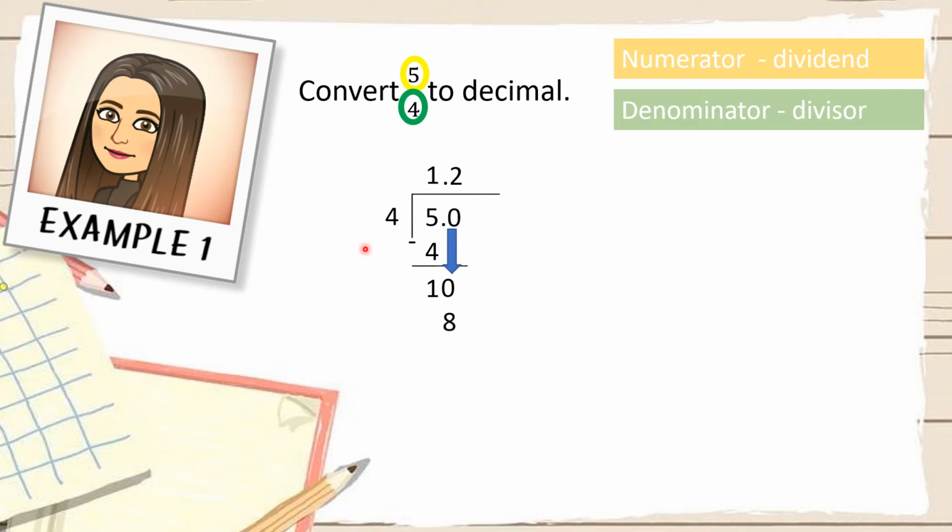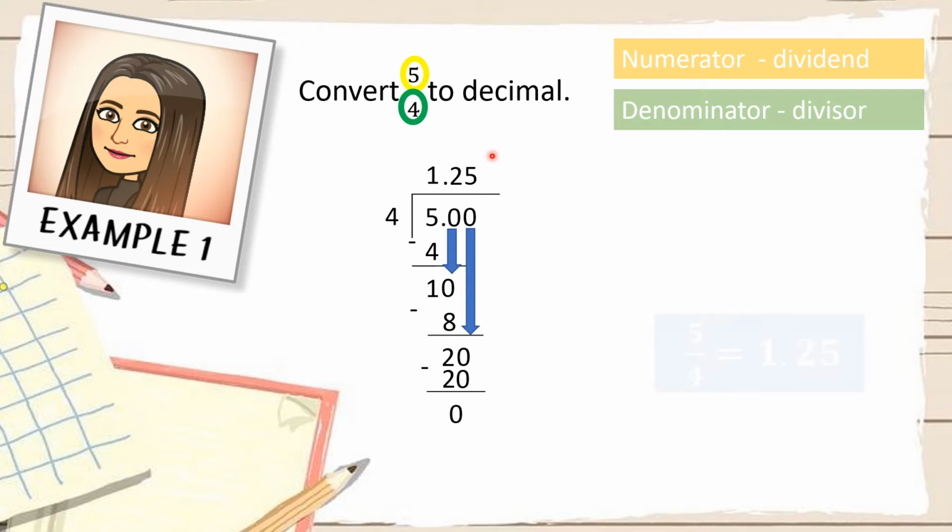Then, 2 times 4 will give us 8. Okay? So, again, we subtract. So, 10 minus 8 will give us 2. Okay? 2 divided by 4, again, 2 cannot be divided by 4. That's why mag-a-add po ulit tayo dyan ng 0. So, bring down 0. We will now have here 20. So 20 divided by 4 will give us 5. So 5 times 4 will give you 20. So 20 minus 20 is equal to 0.